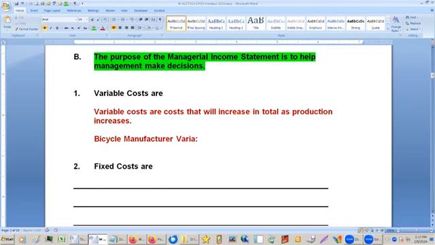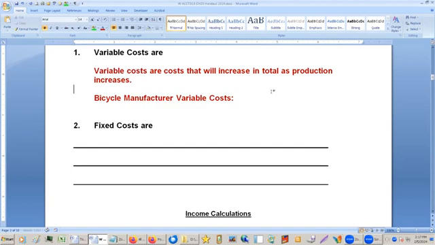The idea? You can put it in chat if you want. So we're making bicycles, and we want to find what costs would increase, what things would increase in cost in total.